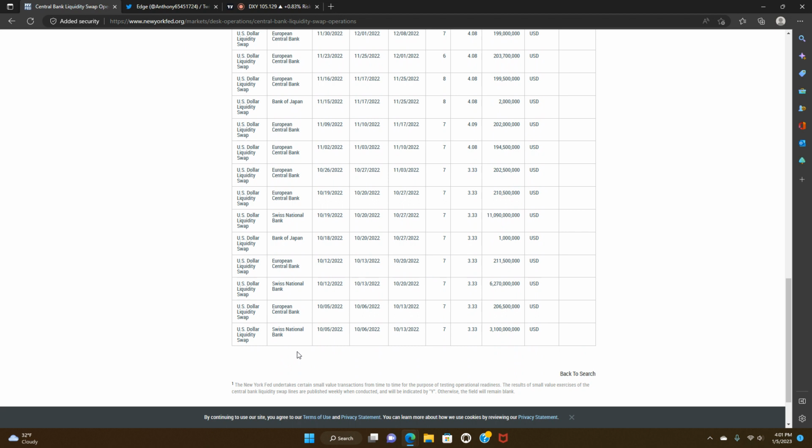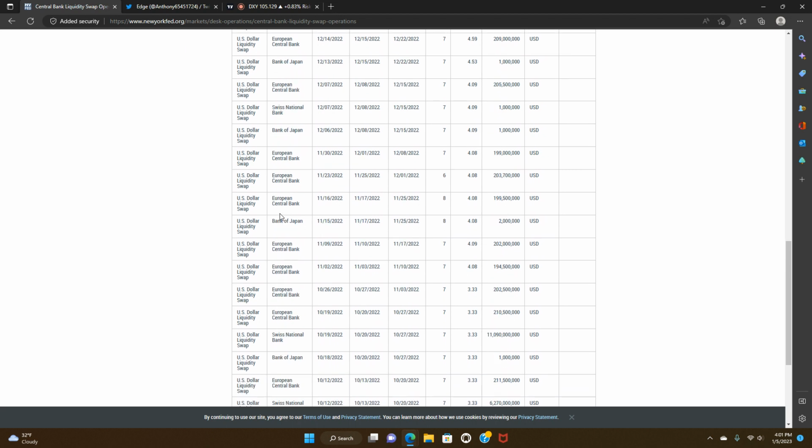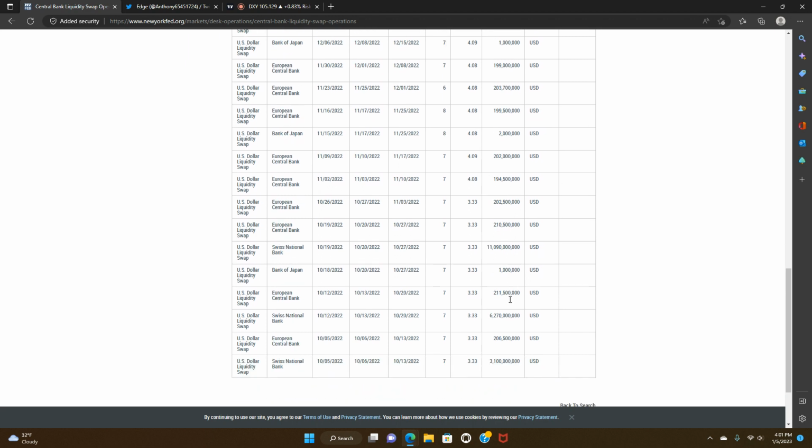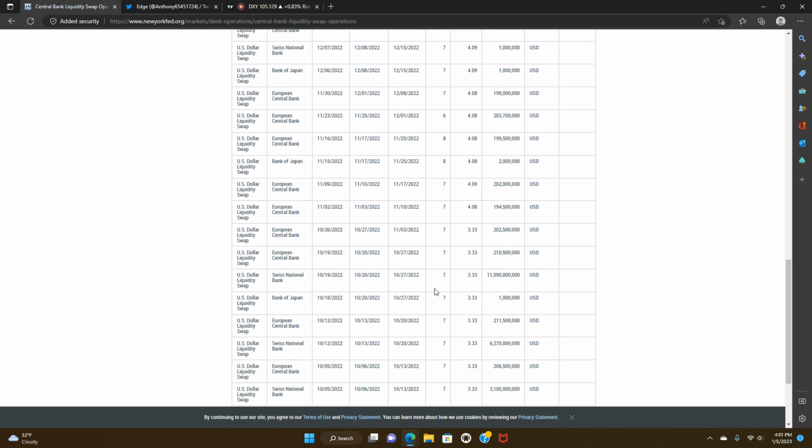And you can see that mostly it's to the European Central Bank, but there are some transactions with the Swiss National Bank. Actually, the largest transaction was with the Swiss National Bank on October 20th for 11 billion. So of the 27 billion aggregate, 11 billion was on this one singular transaction.